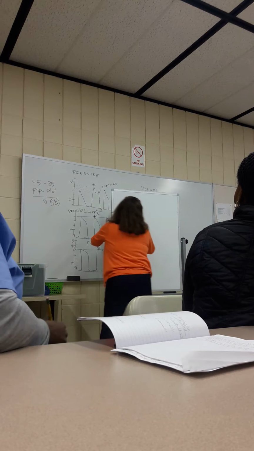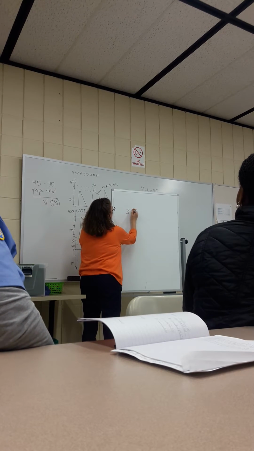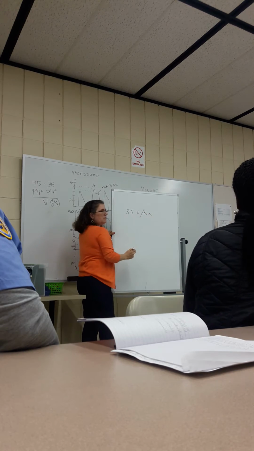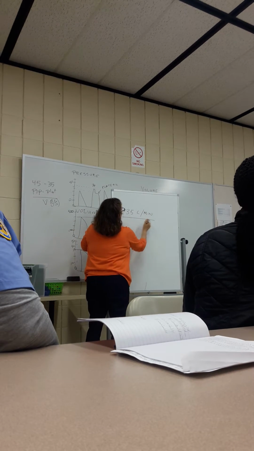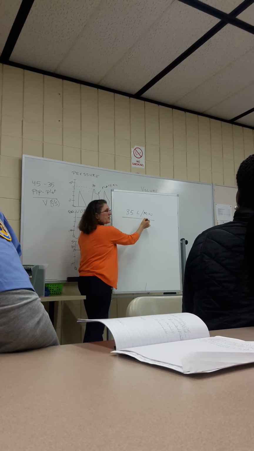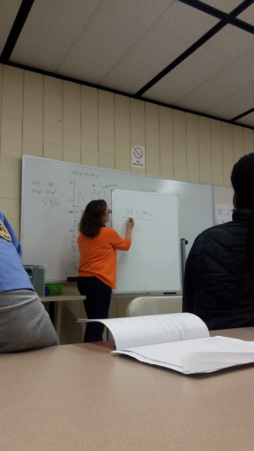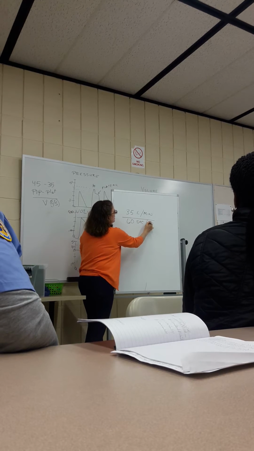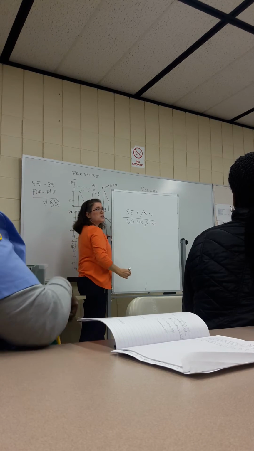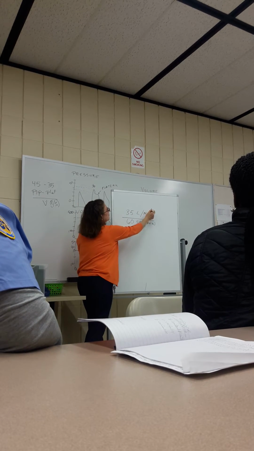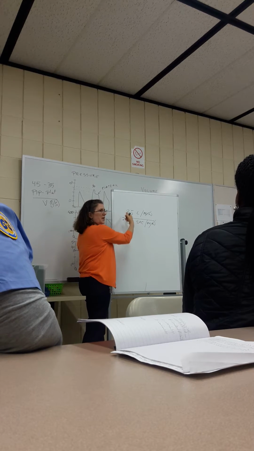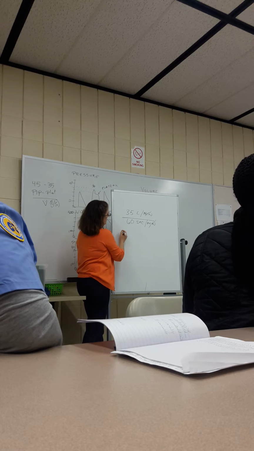Okay, so I have 35 liters per minute, right? But I need to convert it to seconds. There are 60 seconds in a minute, so when I do my division, minutes will cancel out, and what I will be left with is liters per second.